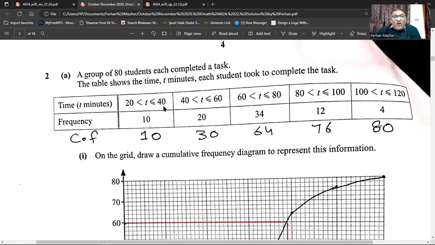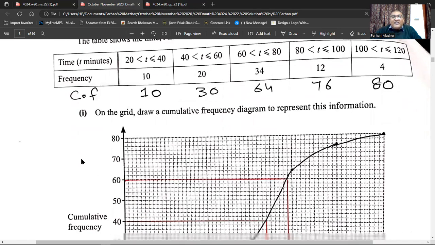Now this is the upper boundary of each class. The upper boundary will be on the x-axis. This cumulative frequency will be on the y-axis. So the dots of the cumulative frequency will be placed against the upper boundary of each class. At 40, I will mark 10. At 60, I will mark 30. At 80, I will mark 64. At 100, I will put a dot at 76. At 120, I will put a dot on 80.